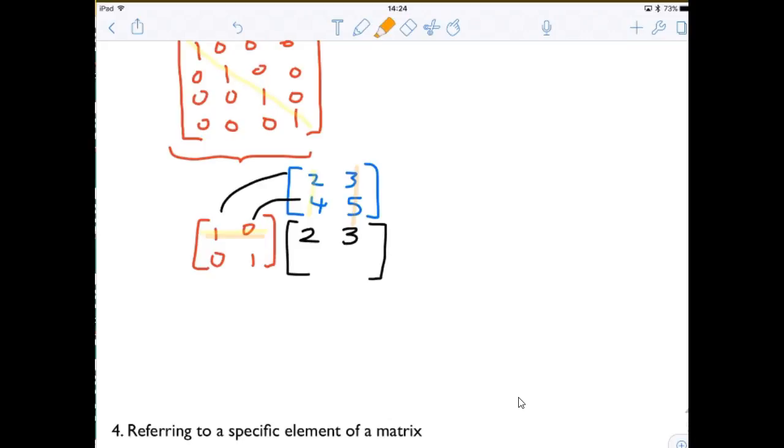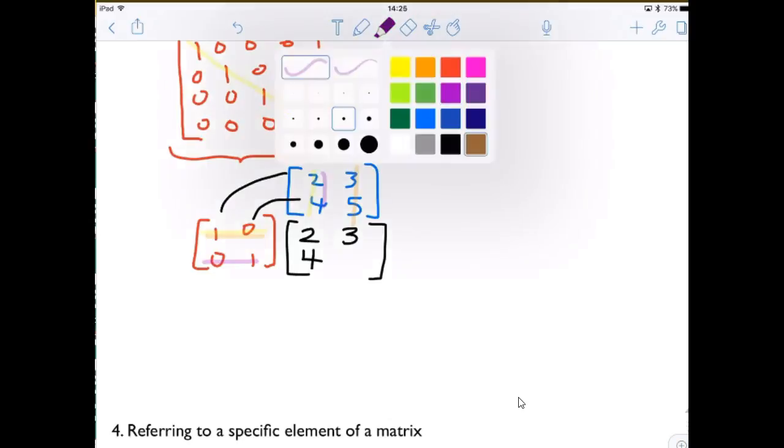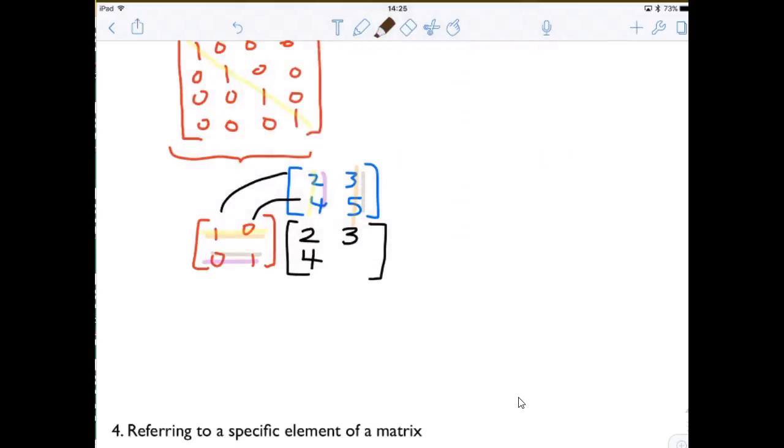Okay? And then I'm going to do the same thing on the bottom row. So I'm going to have 0, 1 times 2, 4. And I'm multiplying the corresponding elements. 0 times 2 plus 1 times 4, it's going to give me 4. And then finally, I'm going to do 0, 1, and 3, 5. So that is 0 times 3 plus 5 times 1, which is going to give me 5. And then you notice that my answer matrix is the exact same matrix as the blue matrix.